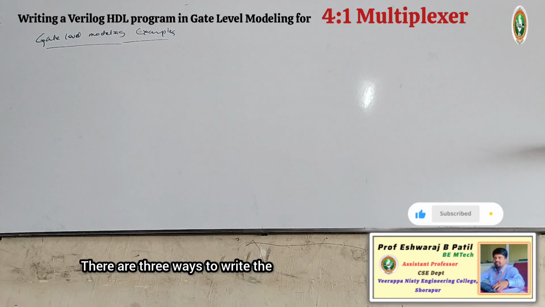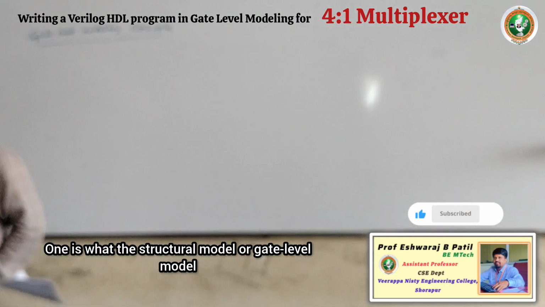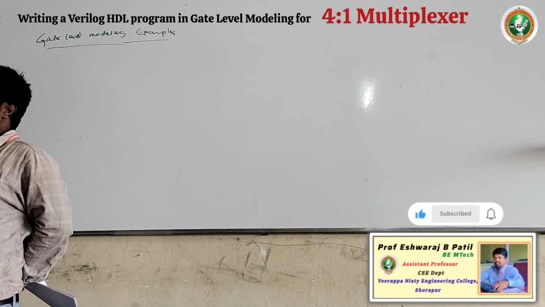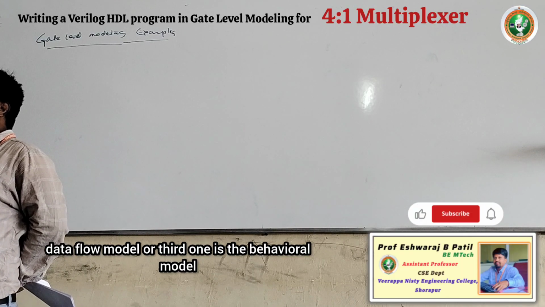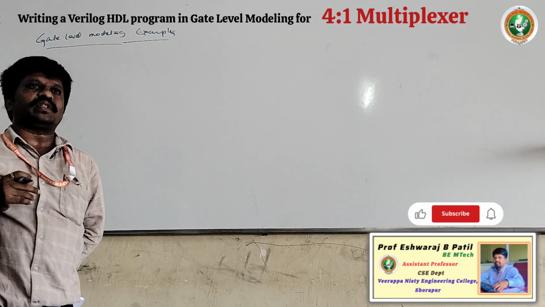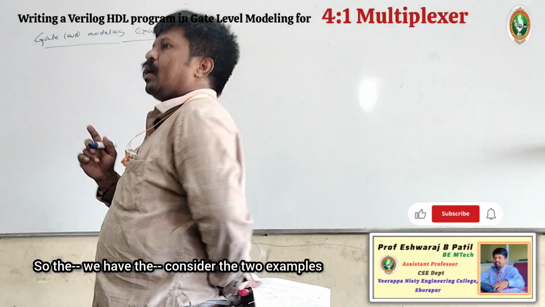There are three ways to write the program for my digital system. One is the structural model or gate level model. The second one is the data flow model, and the third one is the behavioral model. So in this class we are studying gate level modeling, and we consider two examples.